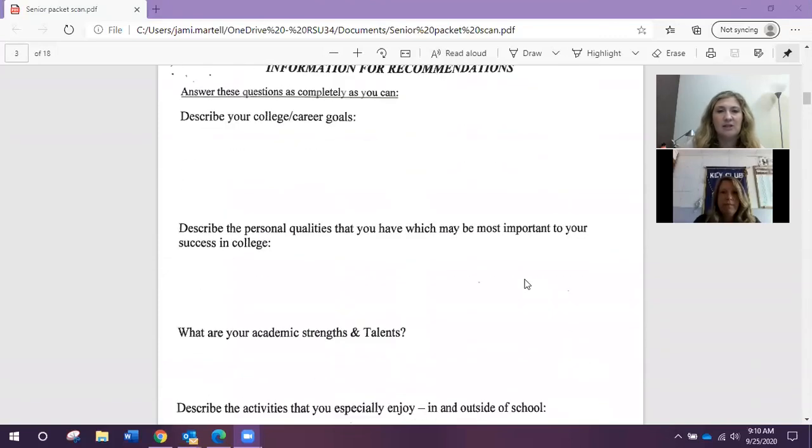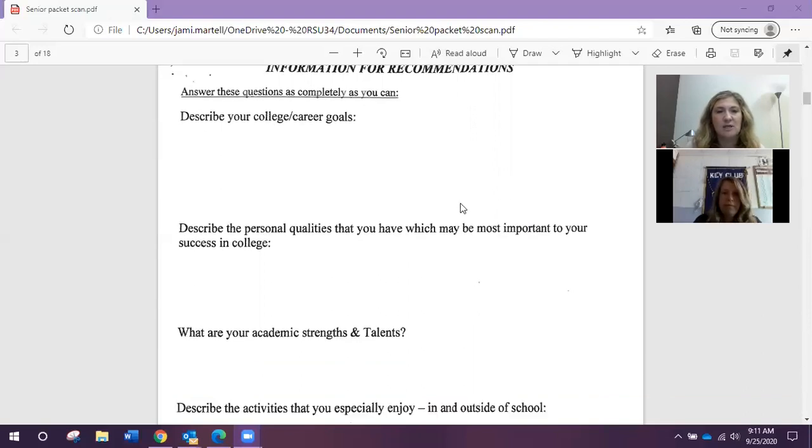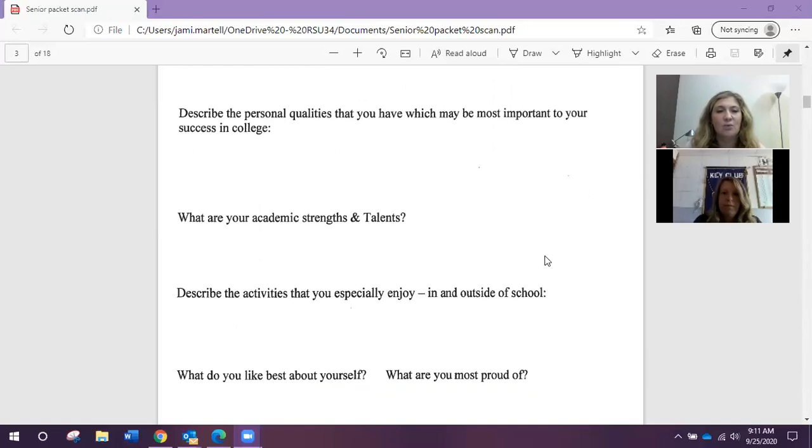And then the last page that you need to fill out for yourself, the third page in your packet, please answer these questions about yourself. Don't worry about complete sentences. We're not grading this. We just want you to answer. You can bullet if bullets work better for you, but we want you to describe your career and college goals. What are you hoping to do? And then describe the personal qualities that you have that you think are most important to success in college. And then what do you think your academic strengths and talents are?